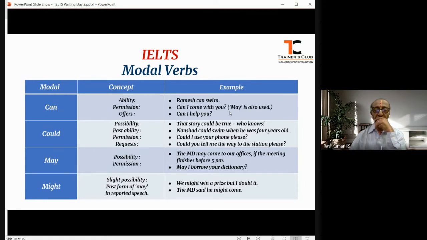Then the could. It tells us about the possibility. Possibility means 50-50. It may happen or may not happen. It can happen or it cannot happen. It may happen or it may not happen. It shall happen or it shall not happen.